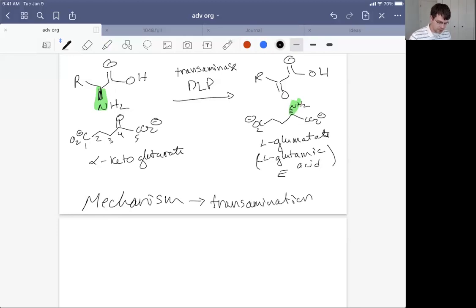And before we get into that, we should look at PLP a little bit. So PLP is pyridoxal phosphate. I could write that out.